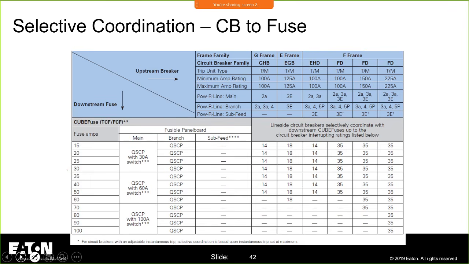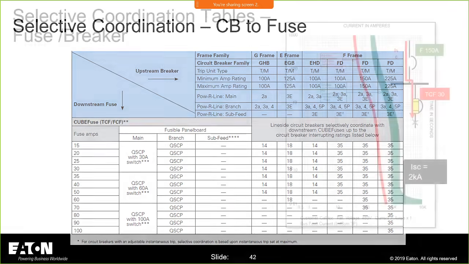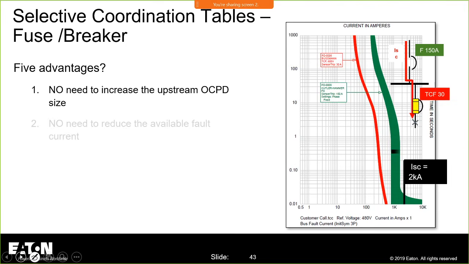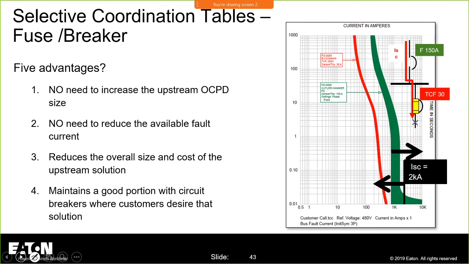We can selectively coordinate all fuses, we can selectively coordinate all circuit breakers, but when you have a healthy mix of both of those technologies, it's like the right recipe. Like Anna Maria Alberghetti, the Good Seasons lady. It's in there. It's going to be a good solution. So I don't have to increase the upstream overcurrent device and all that good stuff.